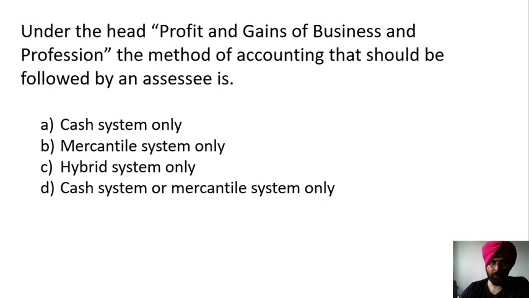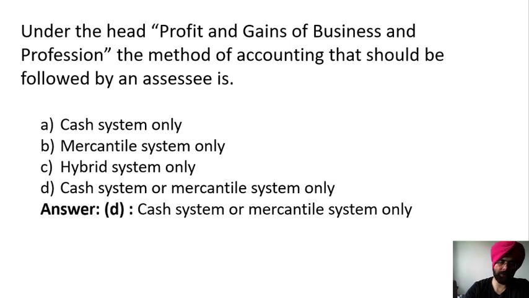Second question, under the head profits and gains of business and profession, the method of accounting that should be followed by an assessee is: cash system only, mercantile system only, hybrid system only, or cash system or mercantile system only. So under the profits and gains of business and profession, there are methods which are allowed by the income tax department. Once the method is followed by the assessee, it has to be regularly followed by the assessee. So you decide the correct answer. I am going to discuss. You can pause this recording and replay it again. Correct answer is D, that is cash system or mercantile system of accounting.